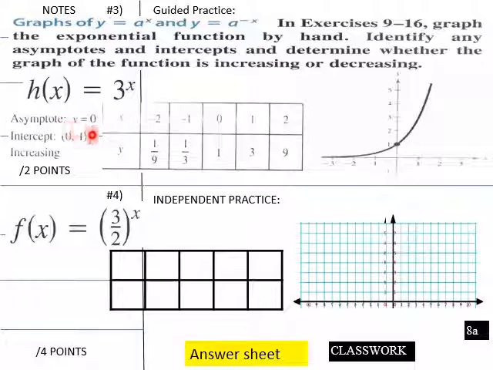So our asymptote would be y equals 0, or the x-axis. Here is your asymptote for this. And then you have a y-intercept at y equals 1, the point (0, 1). And it's increasing because it's going up from left to right.